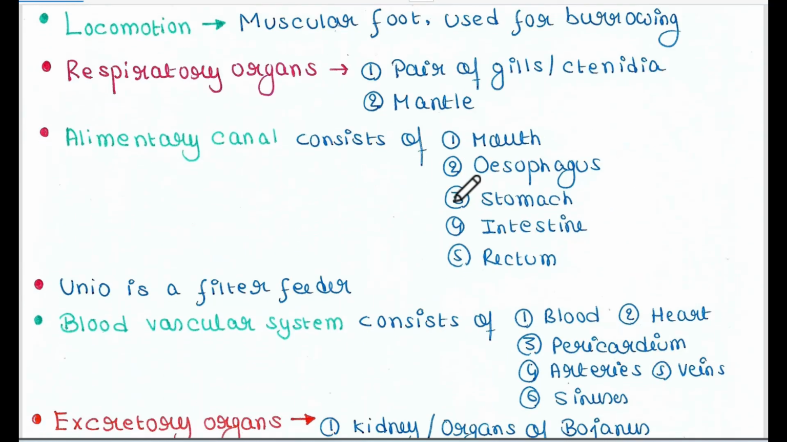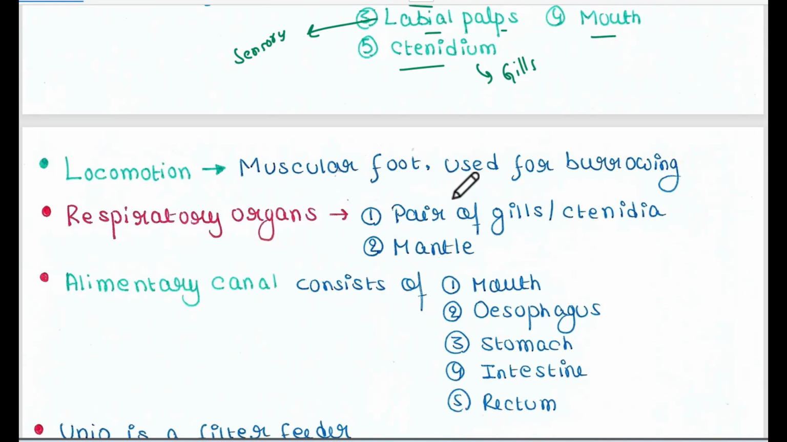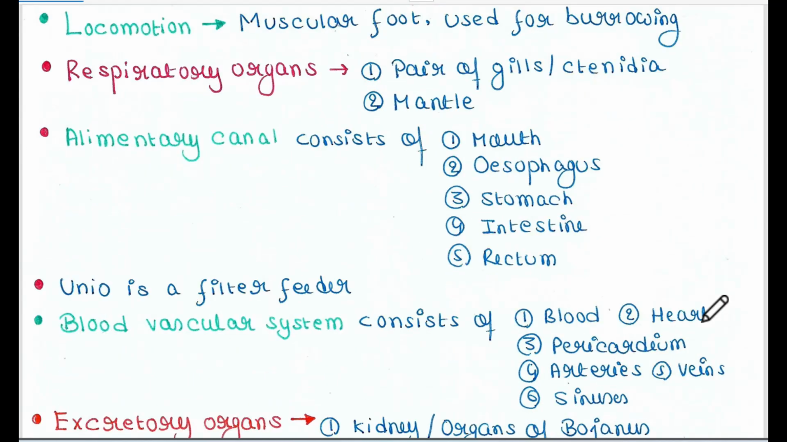Now, we will see about the locomotion. They have a muscular foot, which is used for burrowing. And then respiratory organs are present. Generally they have a pair of gills, known as ctenidia, and the mantle is also a respiratory organ. And the alimentary canal consists of first the mouth, then esophagus, then stomach, then intestine, then rectum.